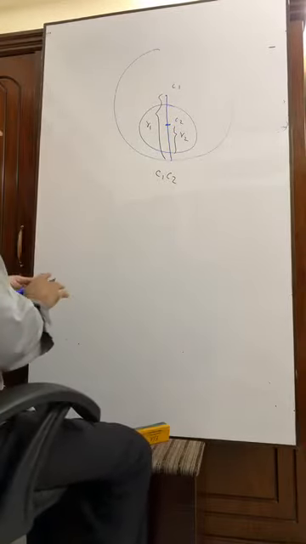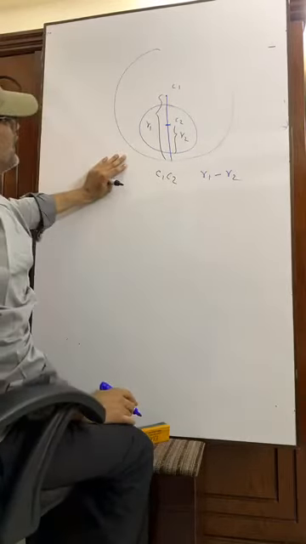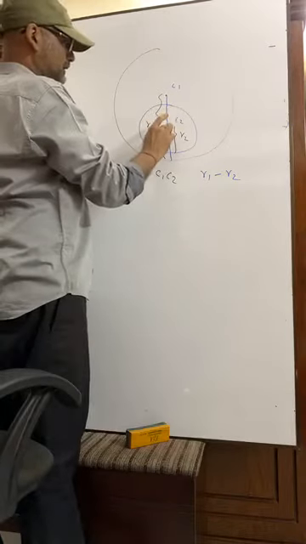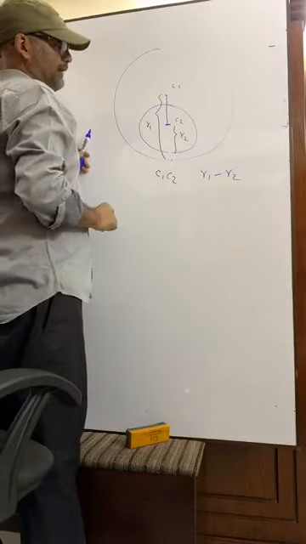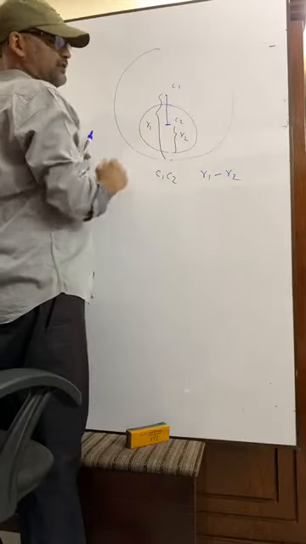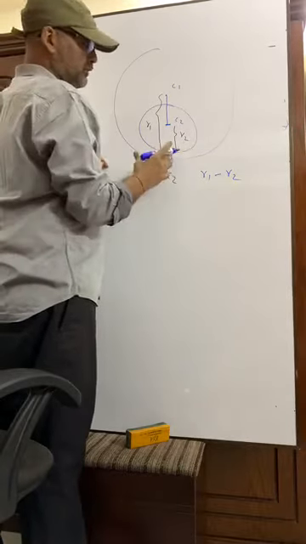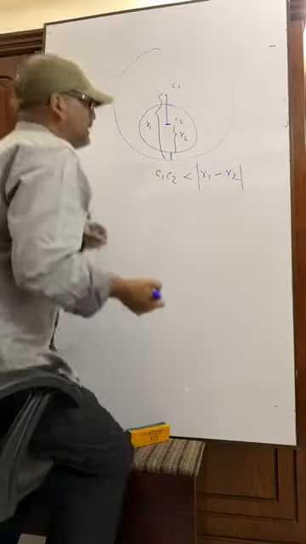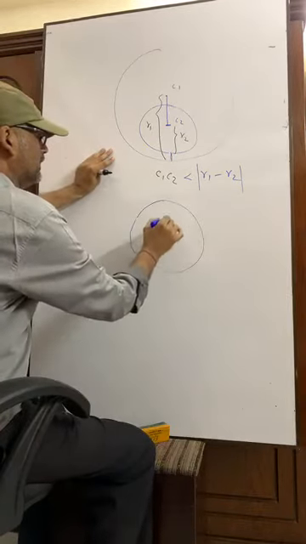R1 minus R2. Very good. If R2 is subtracted from R1, what is this? I have to determine this distance. So this is R1, and R2 has been subtracted. So you see that this is left. So it is less than, but absolute value. Write down the formula.